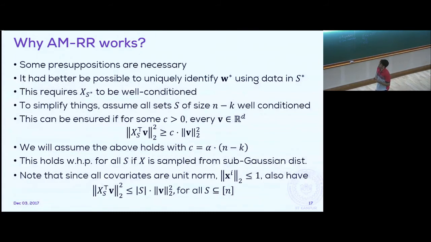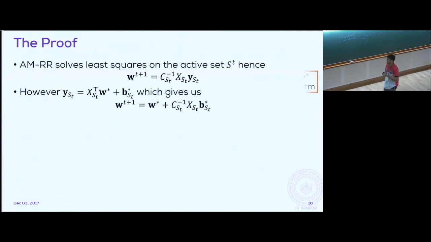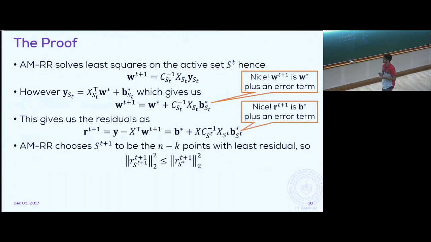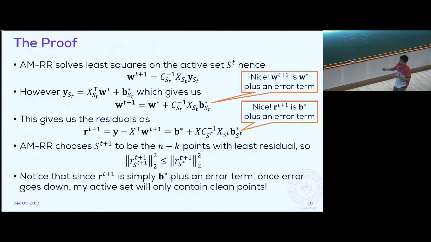I'm running out of time, so what I will do is skip the proof. It's very simple, it's actually just 3 or 4 lines. The key point here is that the residual that you get at every time step can be shown to be of this form. It's the corruption vector plus an error term. And this is where the positive feedback comes in. If this error term goes down, the residual gives you a view of the error vector. So since you are taking the points with least residual, after a point you're going to be selecting only those points which have no corruption.